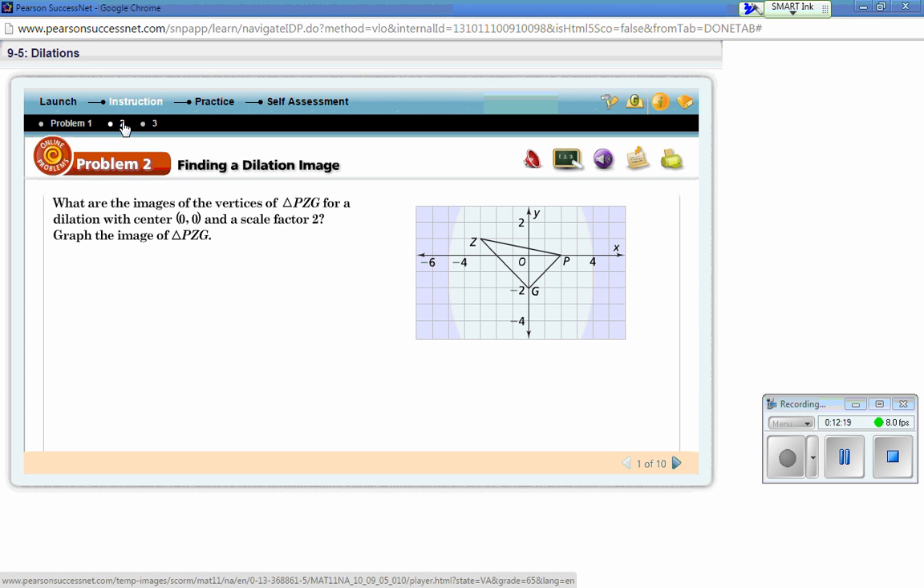In this problem, you will find the vertices of a figure under a dilation. What are the images of the vertices of triangle PZG for dilation with center 0, 0 and a scale factor of 2? So what I want you guys to do is we're going to take some notes on this. Get out a piece of paper, title it Dilations, and we're going to draw this triangle PZG. If you have graph paper, please use it. Ideally, graph paper is what we should be using here, so it's a great opportunity to use it.